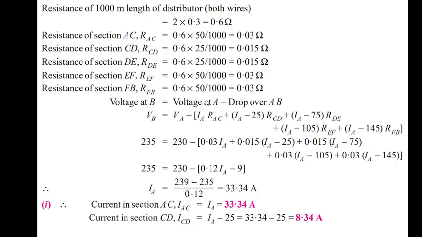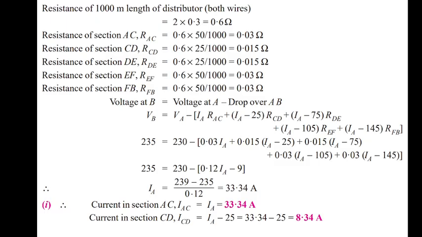First, the total resistance of both conductors over 1000 meters is calculated as 0.6 ohm based on the given resistance per kilometer. Using this value, the resistance of individual sections AC, CD, DE, EF, and FB are also found proportionally according to their length.